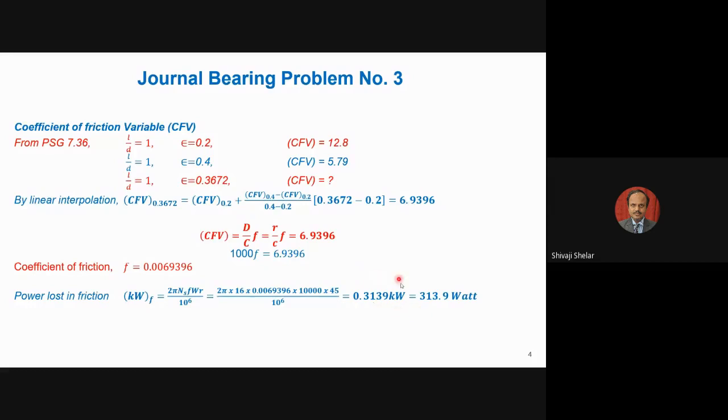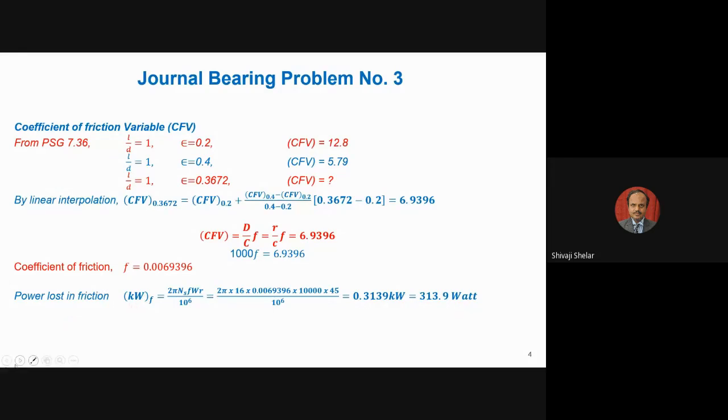This is in fraction, so we'll write it in watts. Multiplying by 1000, it is 313.9 watts. This is the power loss. This power loss in friction is converted into heat. So the power loss in friction is nothing but the heat generated in the bearing. So the total heat generated in the bearing is 313.9 watts.